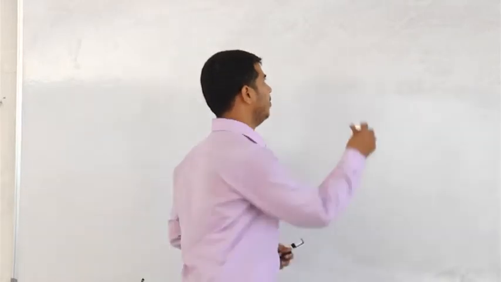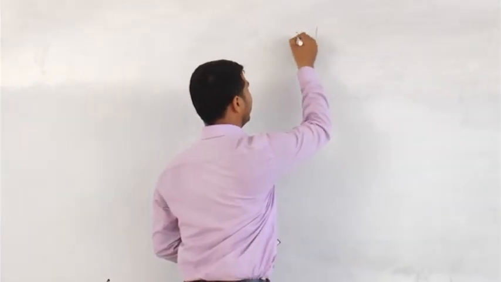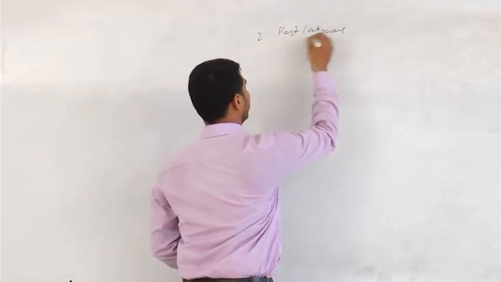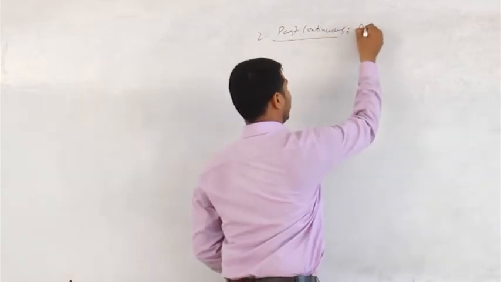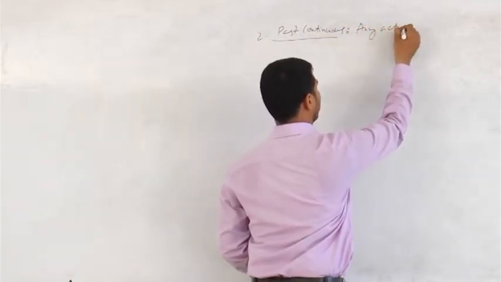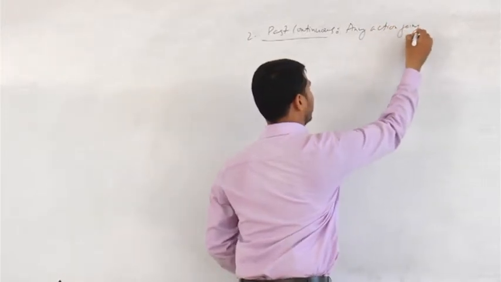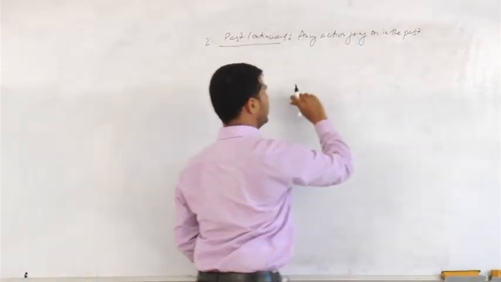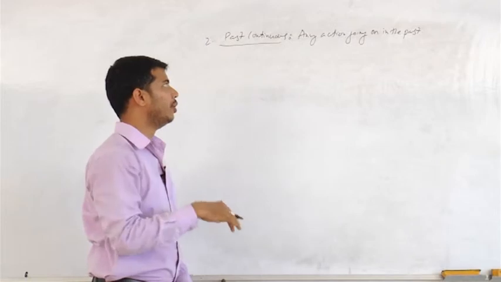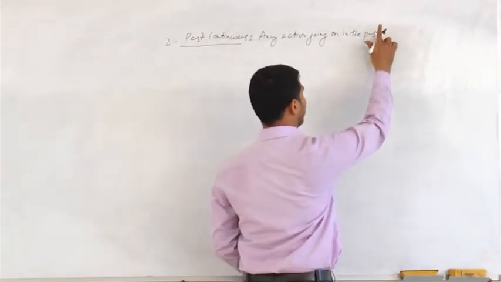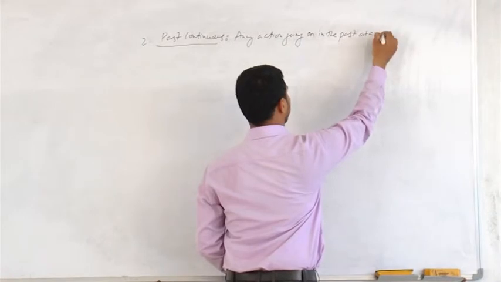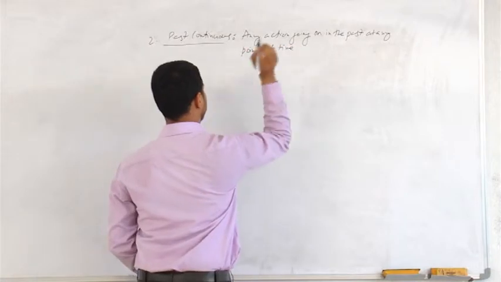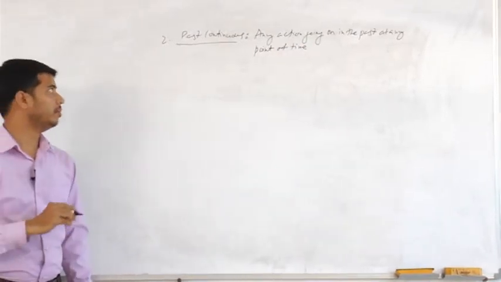If you go with the definition, I'll write on the board. Past continuous. The simple definition is any action going on in the past. I have simplified it rather than making it complex for you. So any action going on in the past at any point of time. If you want, you can add even this, at any point of time. This is the definition for past continuous.